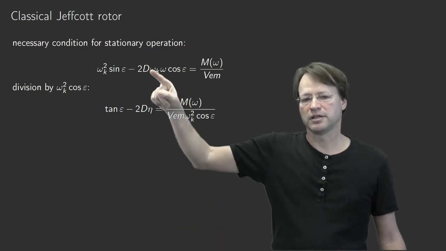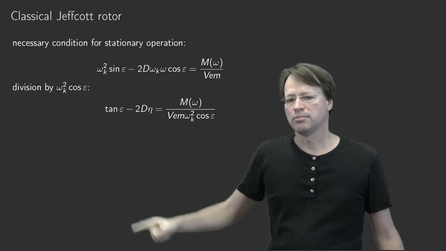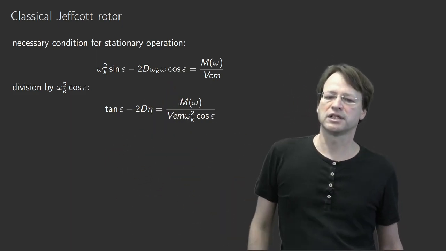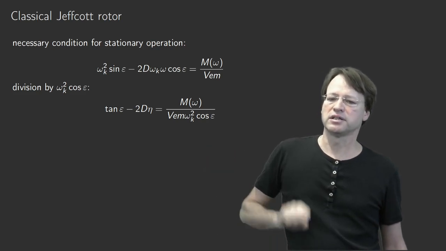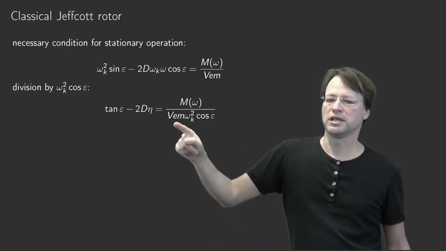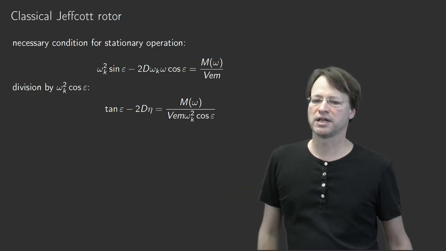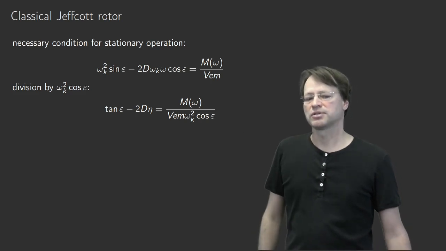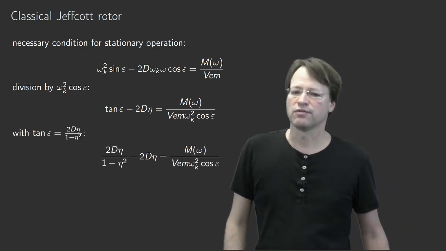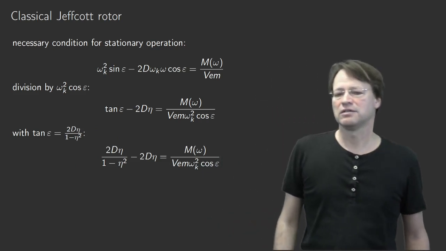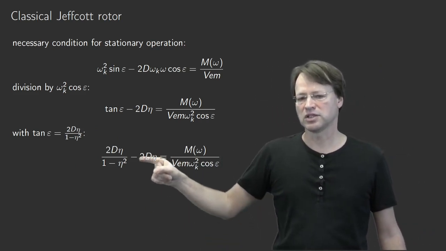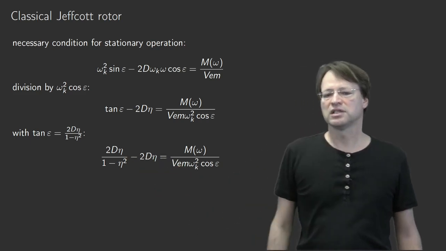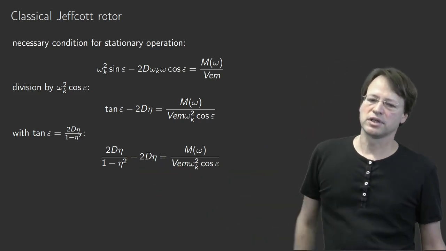If you divide that expression here by omega k squared, you get omega divided by omega k, and this is equal to the frequency ratio eta. And then on the right-hand side, you will find, of course, in the denominator the additional factor omega k squared cosine of epsilon. We now replace tangent epsilon by the famous expression for the phase shift, so by 2d eta divided by 1 minus eta squared. You can see I just introduced that term here, minus 2d eta, and on the right-hand side everything is unchanged.